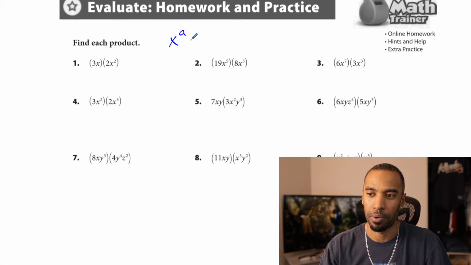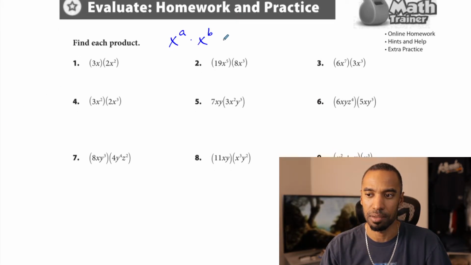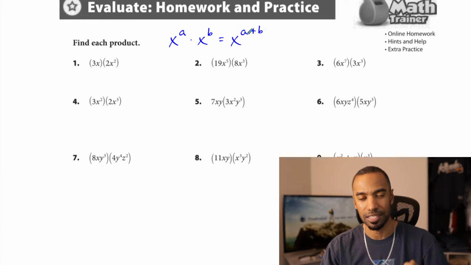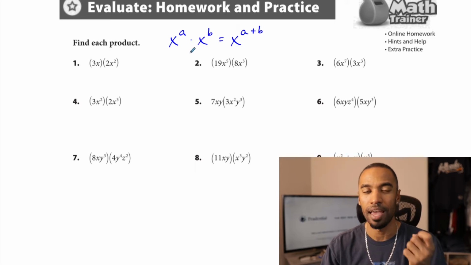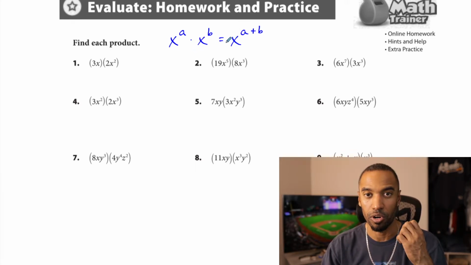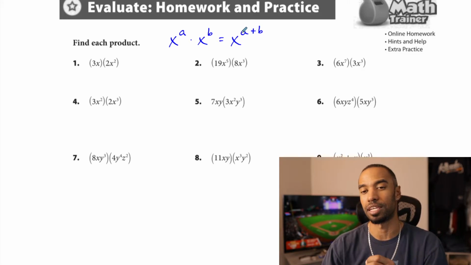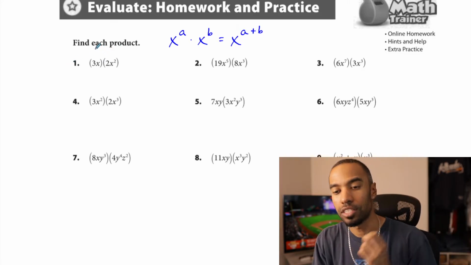X to the a power times x to the b power. If you have the same variable, you keep the base and you add the exponents, because that's what exponents are. They describe how many of that variable are multiplying together with each other. So you count them, you add them together, and that's what that is. Okay, let's go ahead and get started.